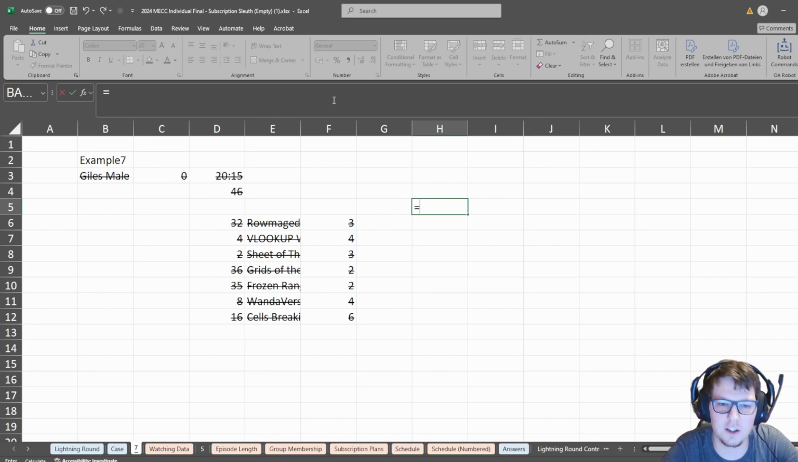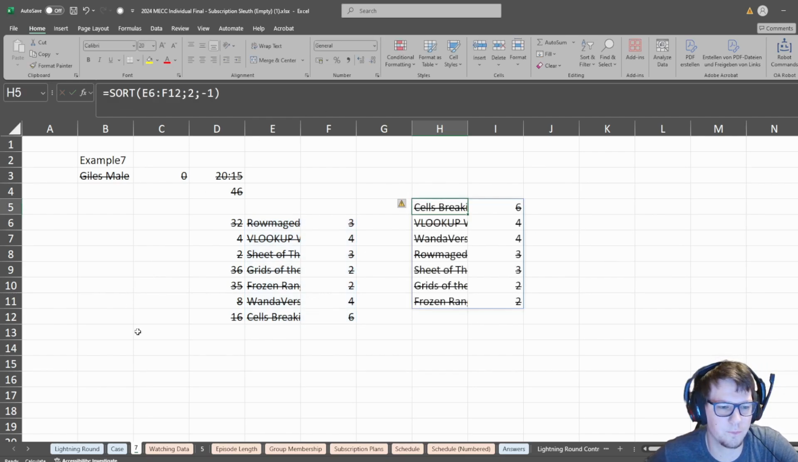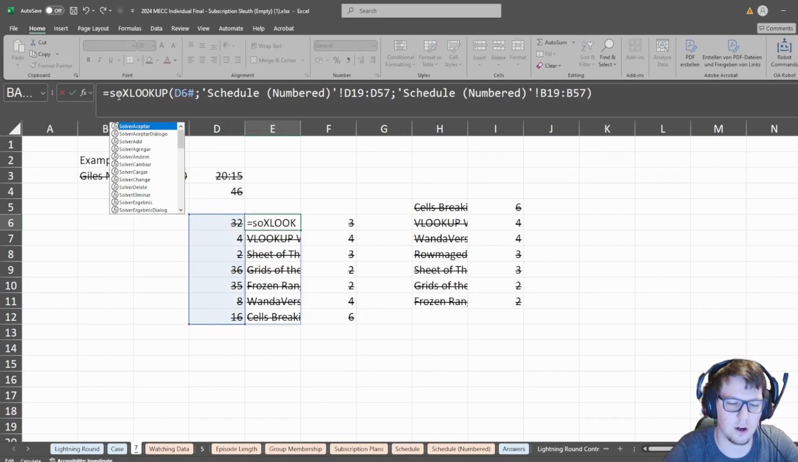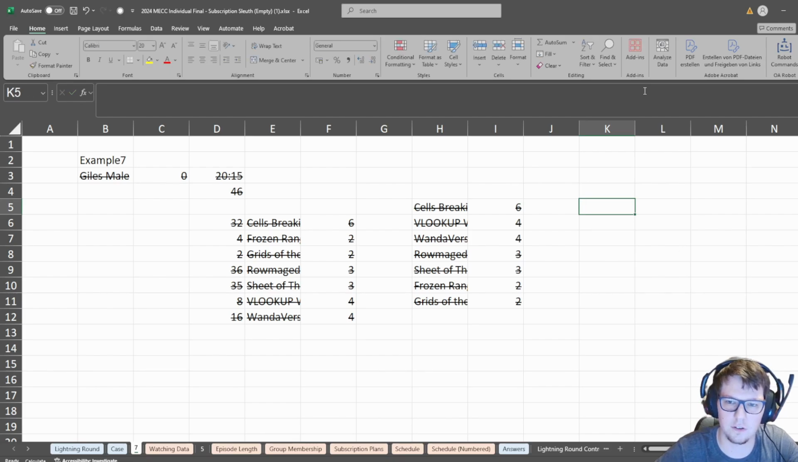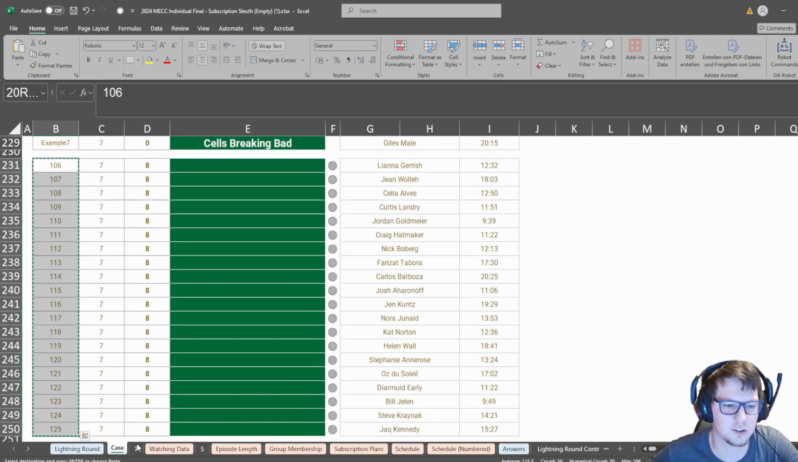So what's left to do for us is to sort this array by sort index 2 descending, and I've done this at first. But the other thing is if they have watched the same amount of times, the first show alphabetically should be first. So I will do this by just sorting this right here, so it automatically gives VLOOKUP before Wanda, whatever. And yeah, we just need to have this show right here, which matches the example.